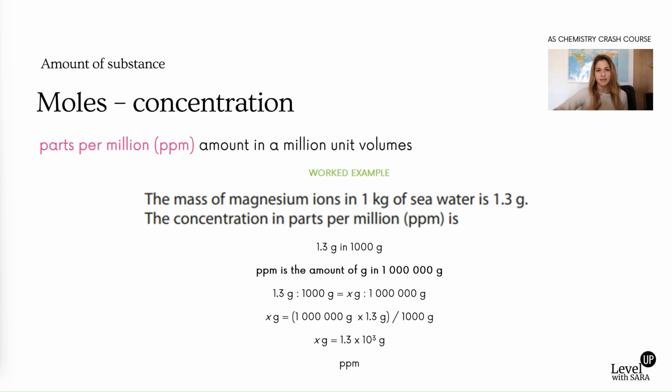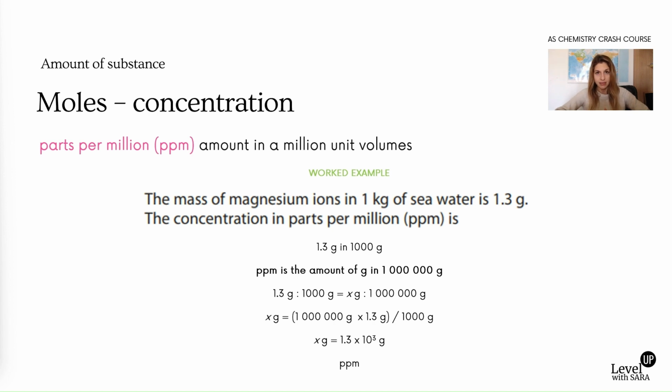So if you're at Edexcel, there is another unit of concentration that you need to know. If not, you can skip ahead to the next calculation. If you're at Edexcel, then stay with me. So parts per million is a different unit of concentration and is the amount in a million unit volumes. Okay, so it could be of different units.